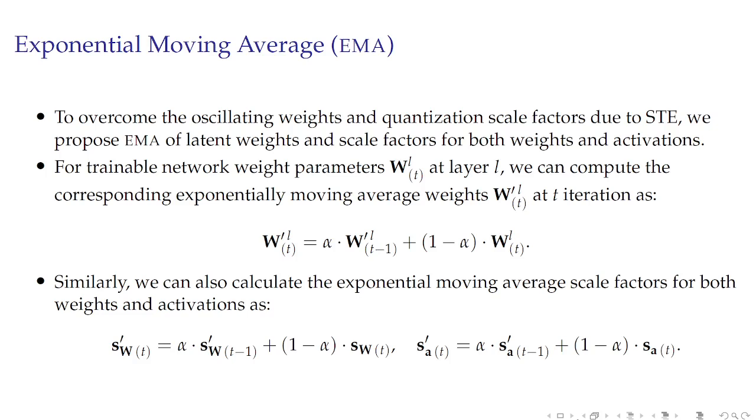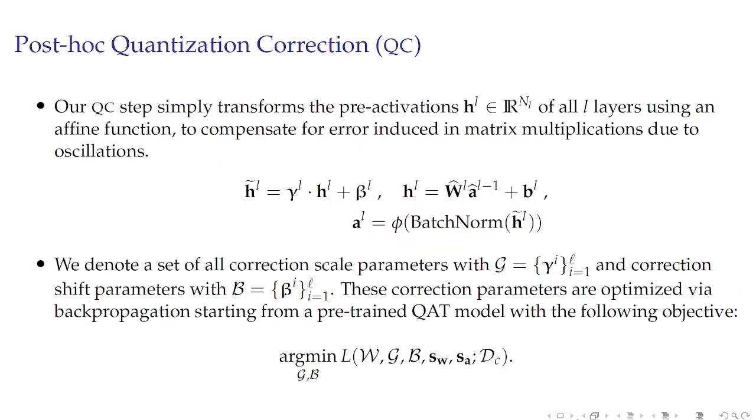To deal with the oscillation issue, we propose two methods. Exponential moving average of model parameters and quantization parameters aids in finding the most suitable weight and scale factor by keeping track of the last few iterations. Quantization correction is aimed at estimating correction factors that can reduce the error induced by oscillating weights and scale factors. We embed these correction factors gamma and beta after all convolution layers and optimize them for a single epoch after we have performed QAT.